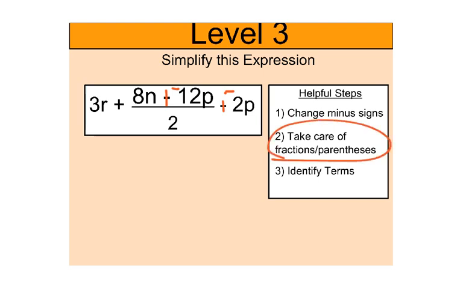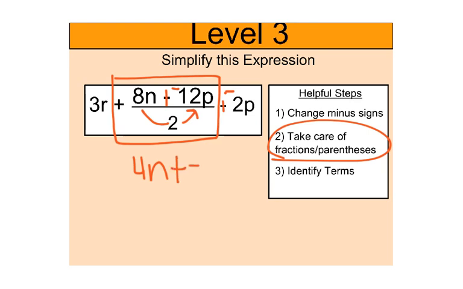That's the step right here. It says take care of fractions in parentheses. So let's do this part of the problem first. We're going to divide the 2 into the 8n, which is a 4n. Then we're going to divide the 2 into the negative 12, which is going to be plus a negative 6p. I'm going to add on plus my negative 2p at the end, and I'm going to bring down my 3r at the beginning.